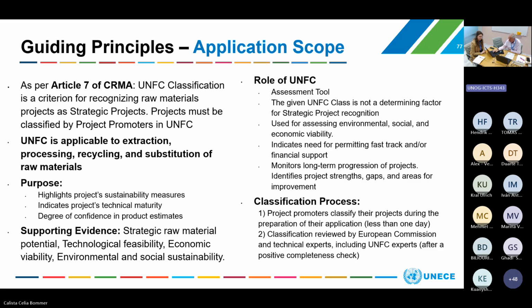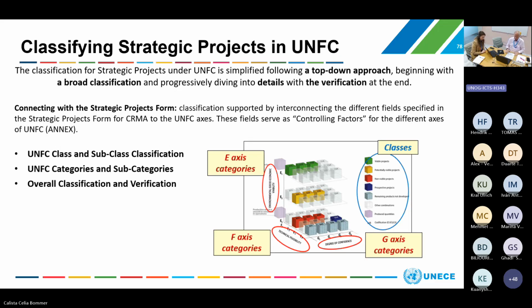So moving forward. It is important to be aware that classification for a strategic project should be simplified and should follow a top-down approach, which means you are looking from the top down and trying to do the classification, starting with the broad classification, starting with classes, categories, and then diving into the details, which would mean subclasses, subcategories. And of course, at the end, you would verify if this works or not.